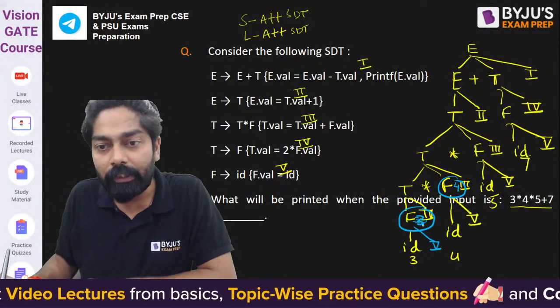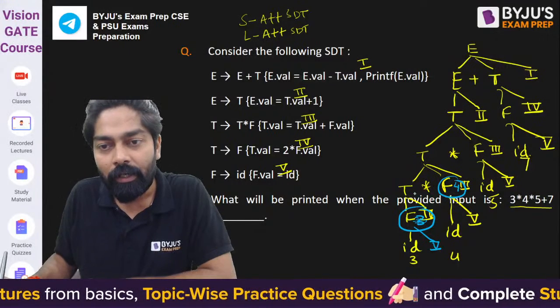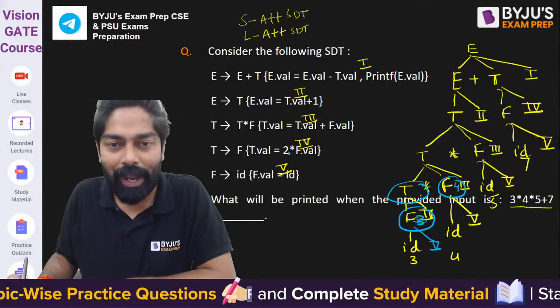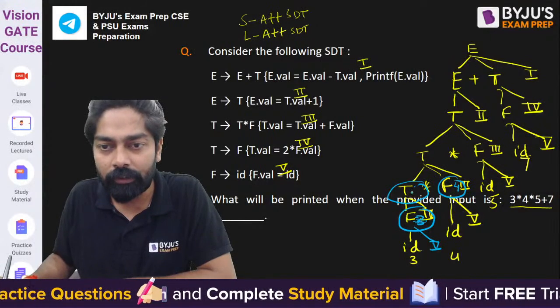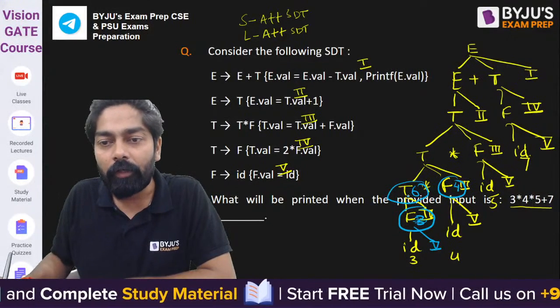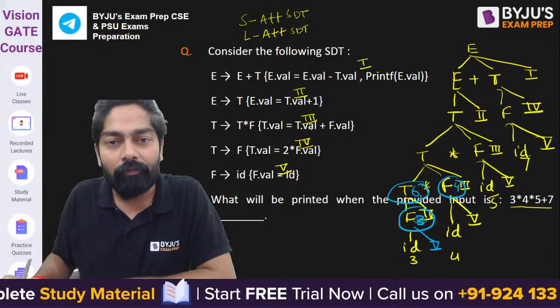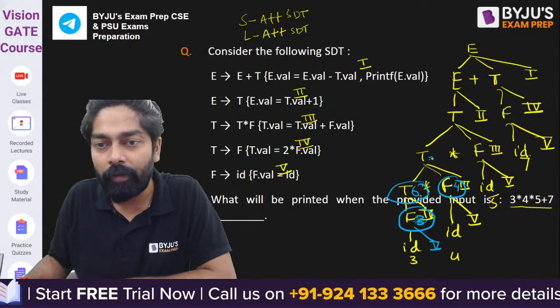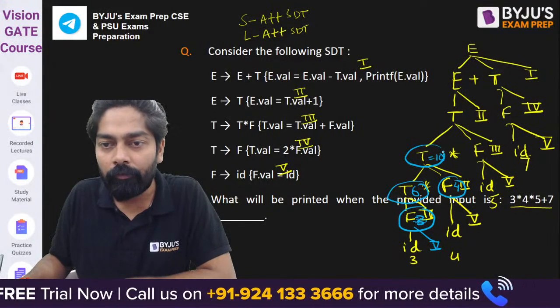This is 3, my dear friend. Now what is the T value? For the third one, it is 3 into 2, because I have written 3 into 2, so it is 6. Now here, T goes to T star F. For the third one, we need to add 6 plus 4, so the value here will be 10.